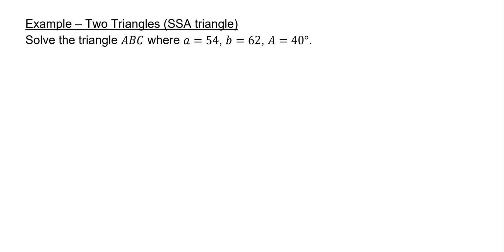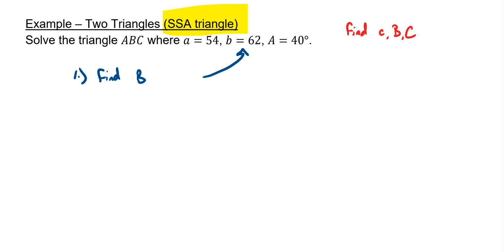Before we start our little process here, I like to always write this down. We need to find side C, angle B, angle C. And then for step 1, remember, if you have a side-side angle triangle, step 1 is always to find the angle opposite the other side. So find angle B, and that's going to be using law of sines. So it's going to be B over sine of B equals, it looks like we have little a and big A, so A over sine of A. Plug everything in.